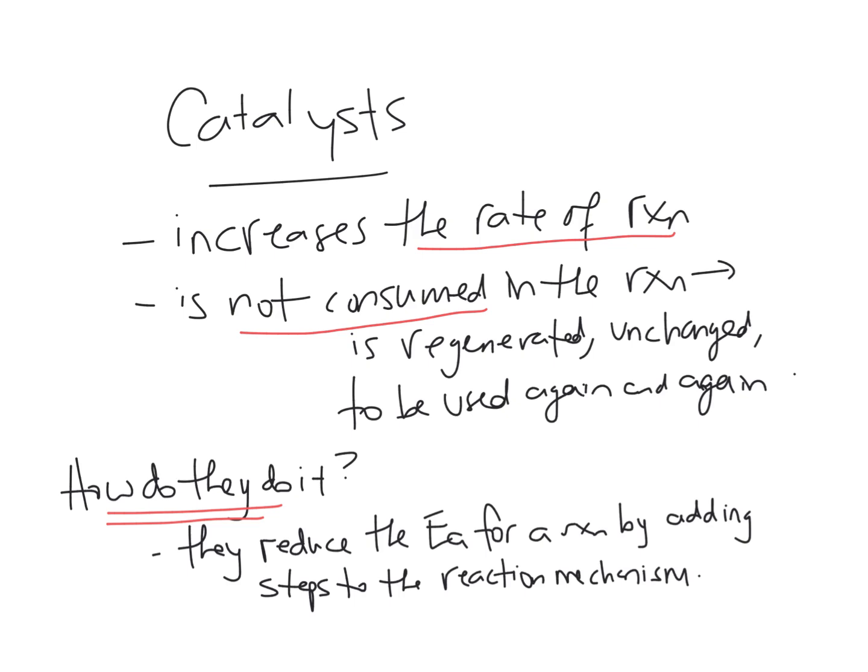What they do is they reduce the activation energy, or what we sometimes refer to as the MKE, the minimum kinetic energy required in a collision for it to be successful. They reduce that bar for a reaction by adding steps to something we call a reaction mechanism. We're going to focus on reaction mechanisms in a subsequent video, but this one will focus on catalysts exclusively.